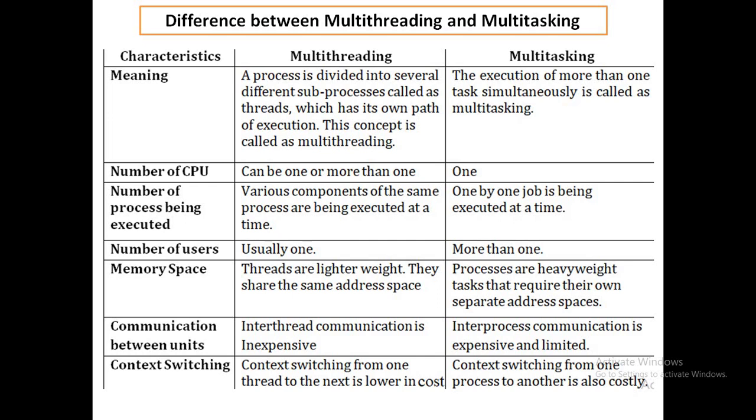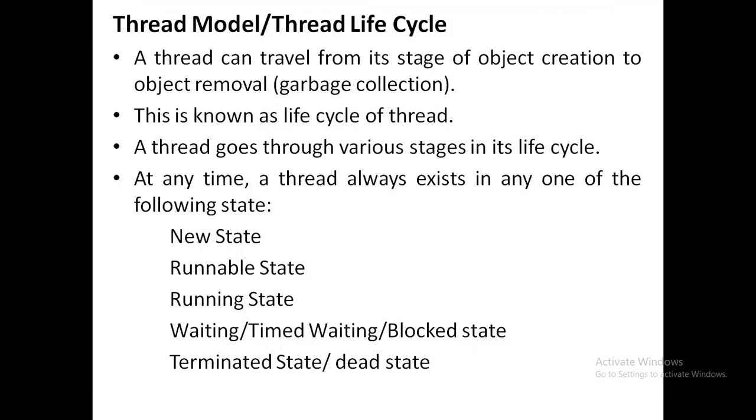Thread model or thread life cycle. A thread can travel from its stage of object creation to object removal. This is known as the life cycle of a thread, or thread cycle. A thread goes through various stages in its life cycle. At any time, a thread always exists in one of the following states. First we have the new state, following that the runnable state, running state, waiting or timed waiting or blocked state, and finally the terminated state or dead state.